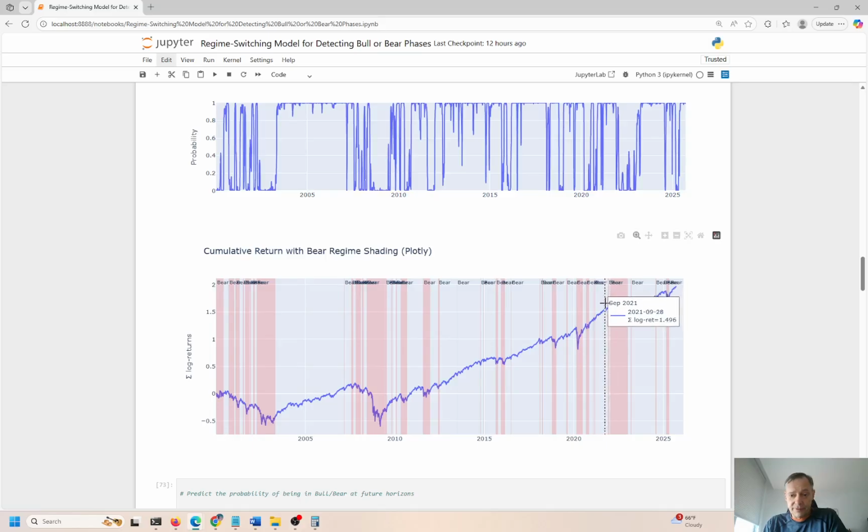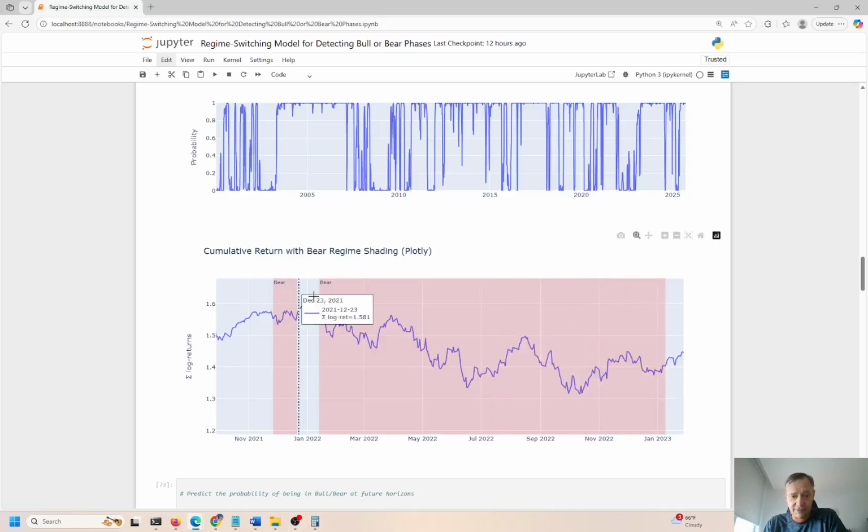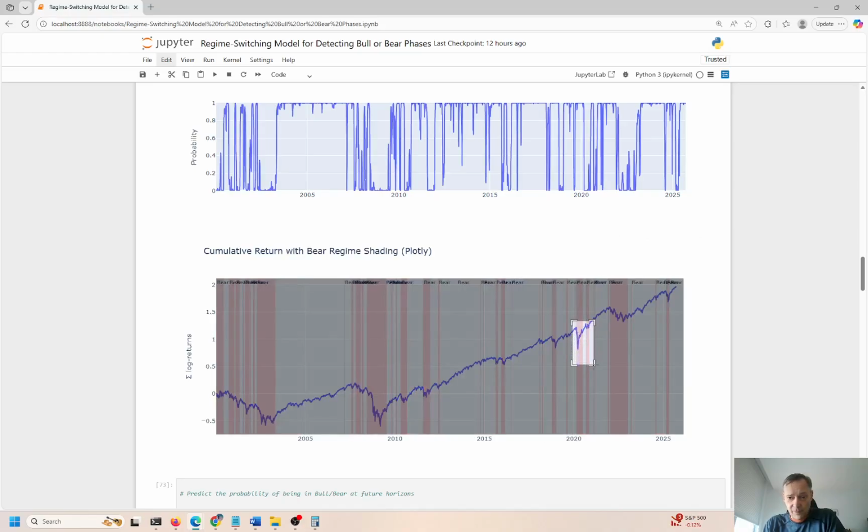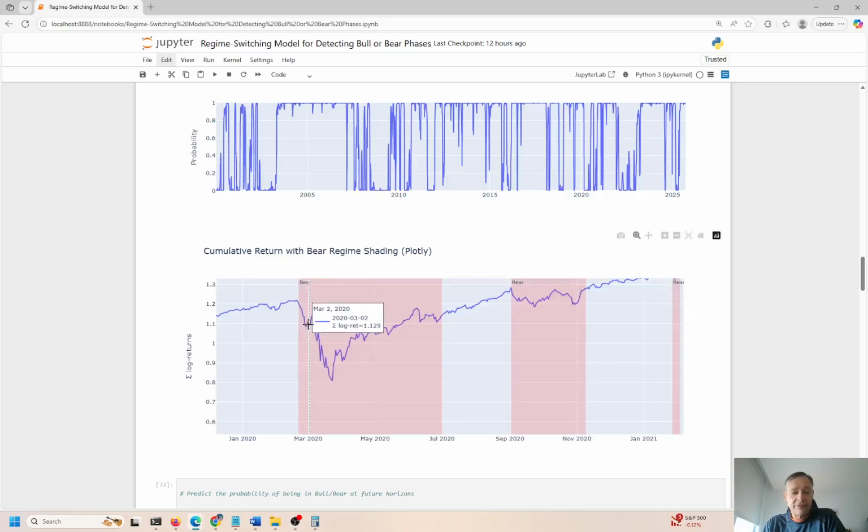So where is this? Actually, wait a second. We had one bear that started here. And so is the COVID thing, right? And you know my opinion on that.